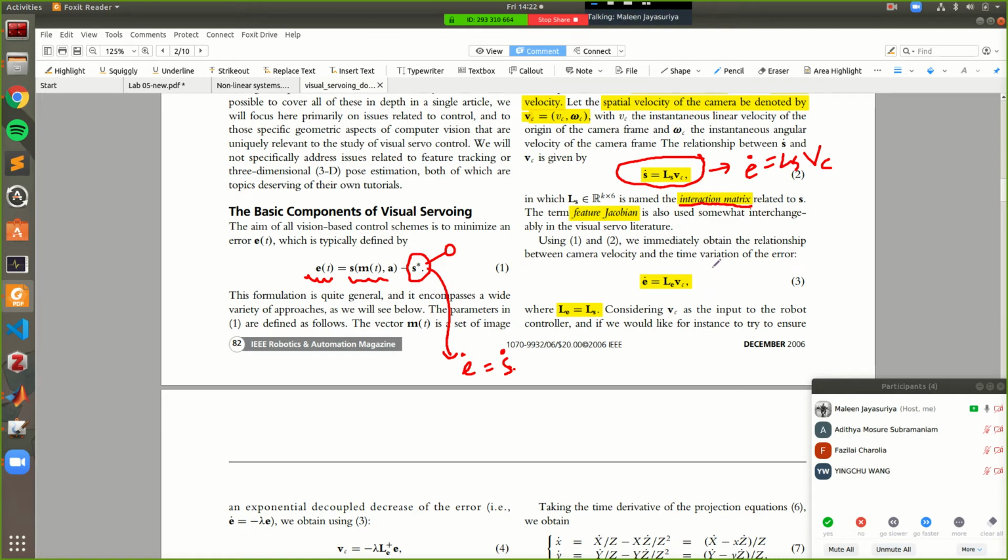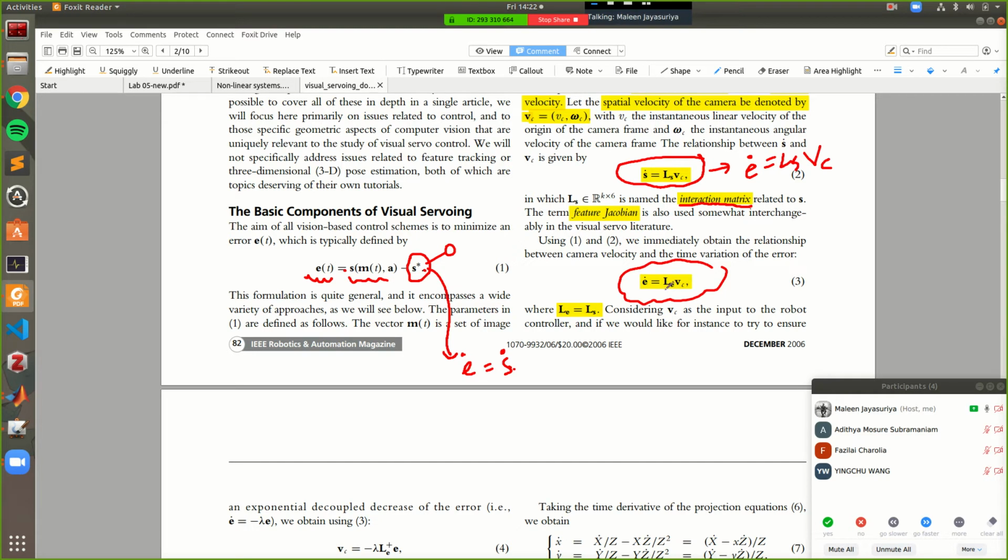And that's what they've written here, right? So if you differentiate this error with respect to time, we see that the change in error is equal to the change in the features. So we can simply replace S dot with E dot here. And now we have a direct relationship between the error and the velocity.